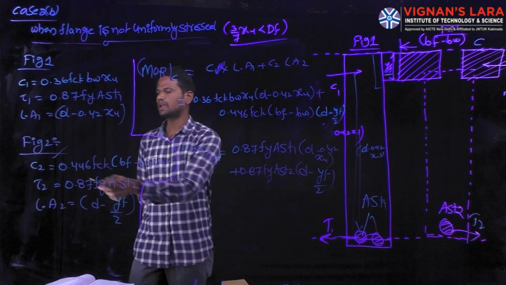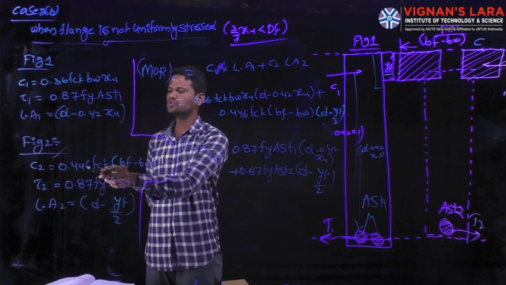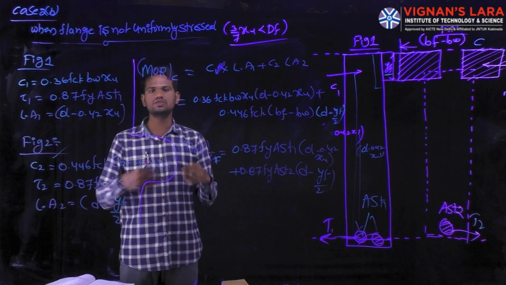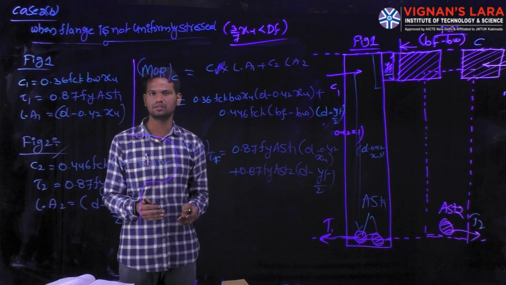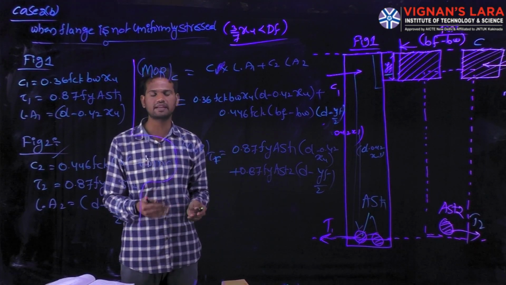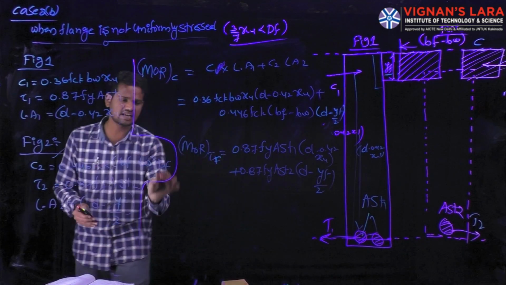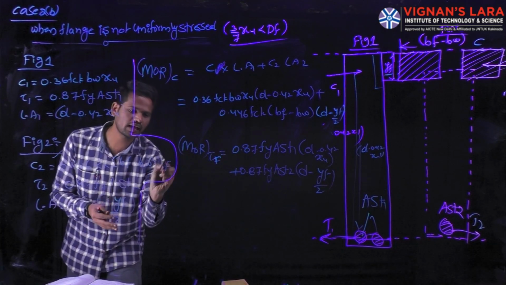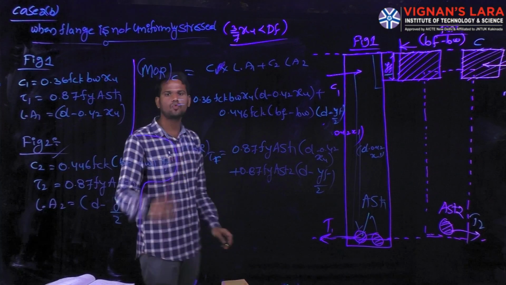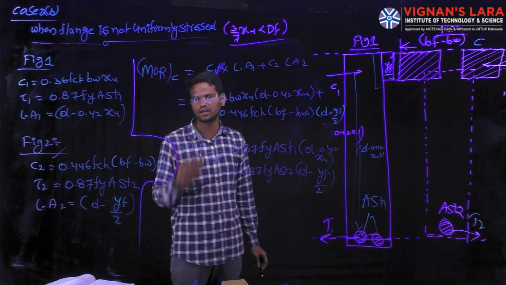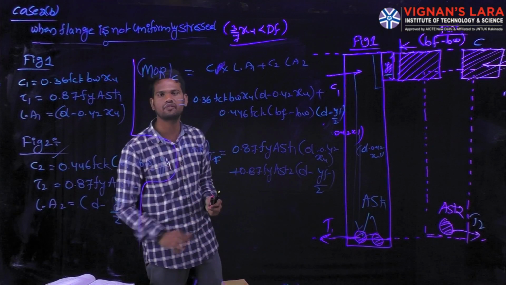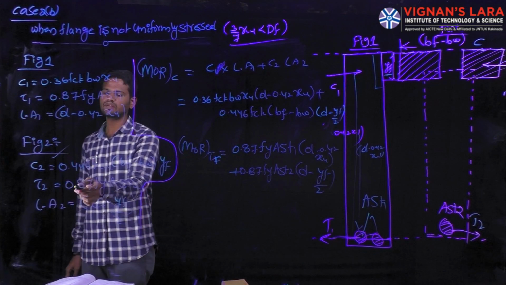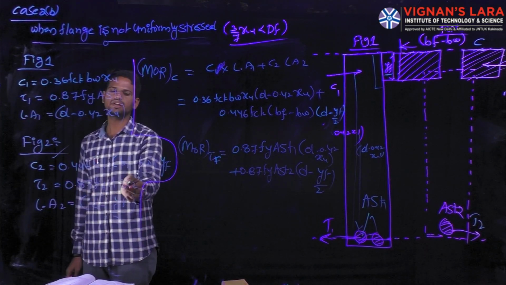If you see here, again we have the total compressive force equal to 0.446 into FCK into BF minus BW. In the previous condition, we considered the entire flange, that means uniformly stressed. But in the present condition, the block is not uniformly stressed, hence we have to substitute the depth of the flange as YF. In the previous condition where you had DF, just substitute YF, and your second condition will finish. Again T2 equal to 0.87 into Fy into AST2.